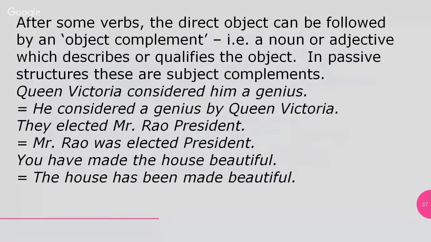After some verbs, the direct object can be followed by an object complement, that is, a noun or adjective which describes or qualifies the object. In passive structures, these are subject complements and they are not used as subjects themselves. Queen Victoria considered him a genius. Here, a genius is the object complement. It complements the pronoun him. He was considered a genius by Queen Victoria.